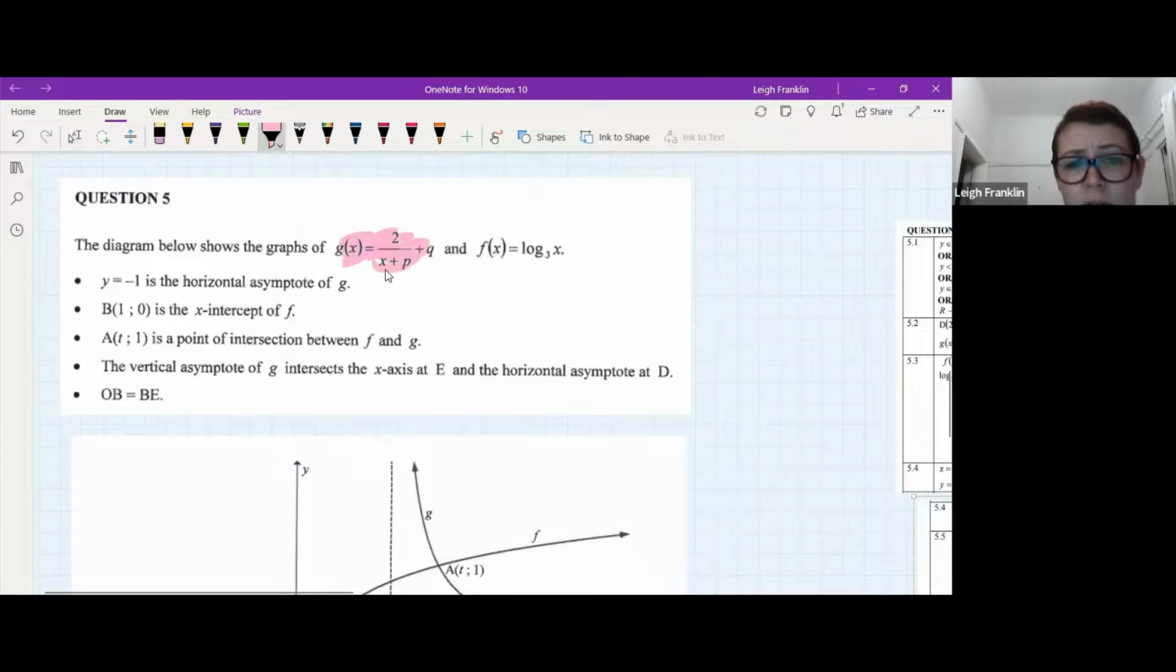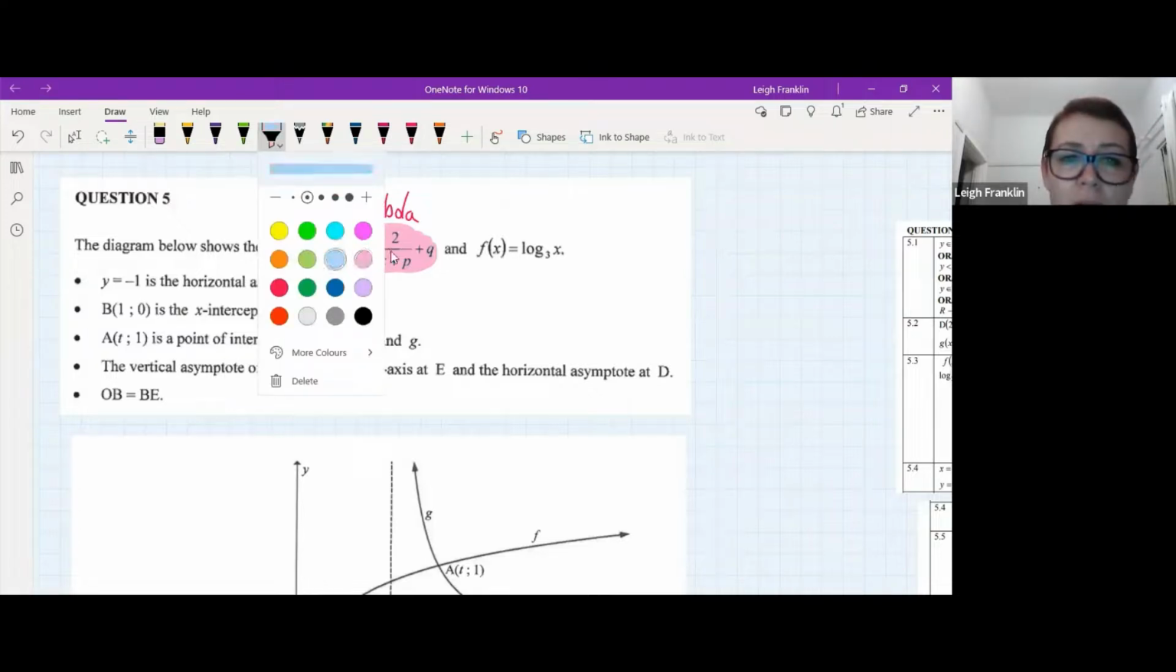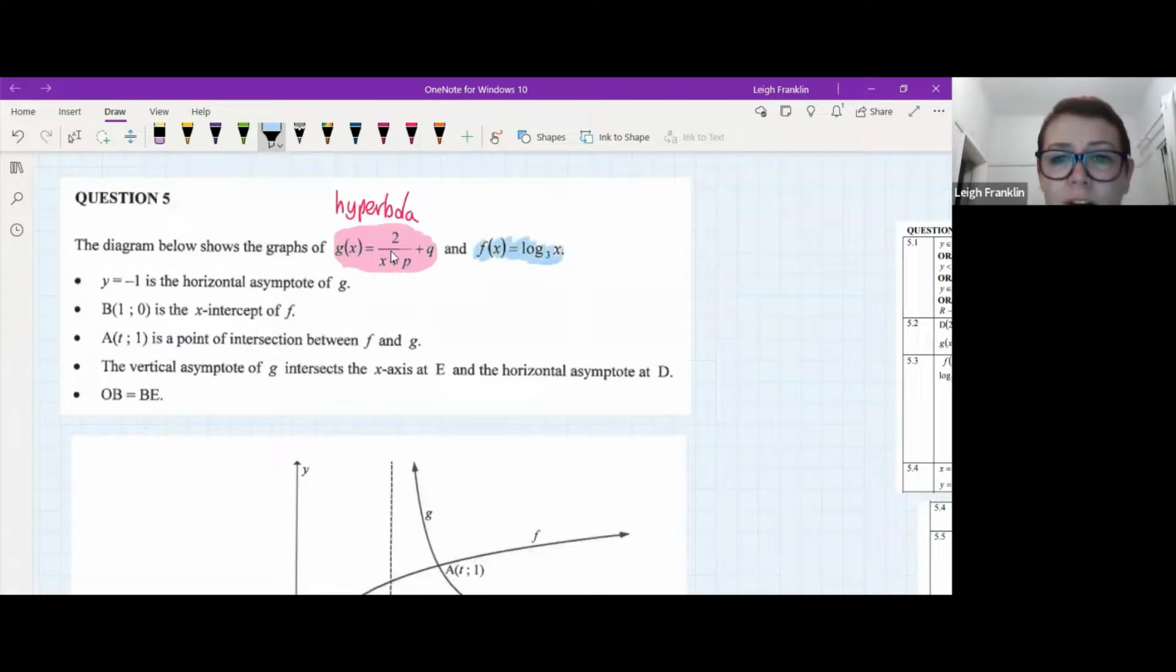What's this? What sort of function is that? It's a hyperbola. It is a hyperbola, quite right. So they have combined a hyperbola with a logarithmic function. Isn't that nasty? So those are the two that they have put together in this case, a hyperbola and a log function.